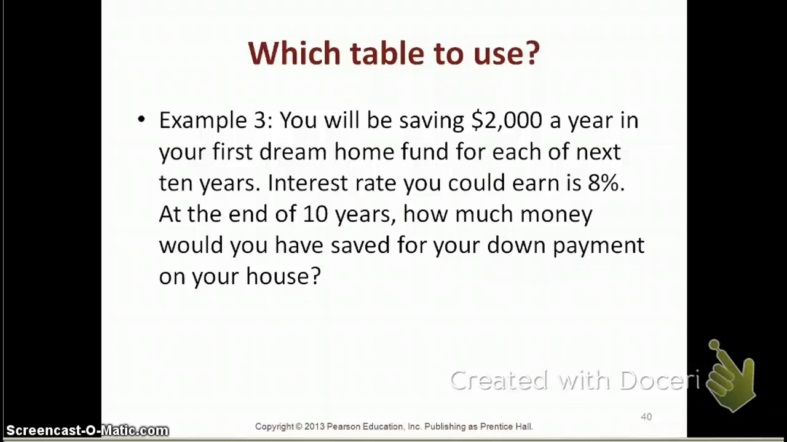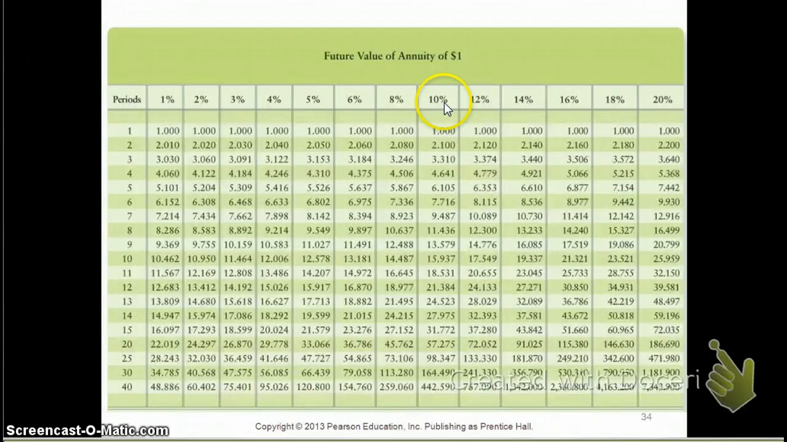It says you will be saving $2,000 a year in your first dream home fund for each of the next 10 years. So you'll be saving $2,000 each year. That is an annuity. So now that you figured out that's the annuity table, you take a look at your interest rate and your period. You know that your interest rate is 8% and the number of years is 10 years. So you can go look at the table. 8% is right here and 10 is right here. So when you look across, you're going to see a factor of 14.487.